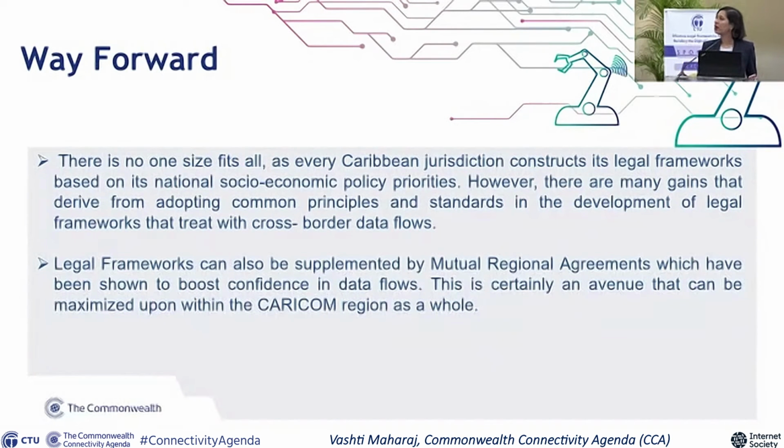There are many gains that can be derived from adopting common principles and standards in the development of your legal framework. It doesn't have to be the same, but it has to be sufficiently wide to allow for regional and international trade to be conducive. And also, one of the other things we observed in our work across the Commonwealth jurisdictions is that in addition to your data protection laws, legal frameworks can be supplemented by mutual regional agreements. And as a Caribbean, we are very well poised to take advantage of that situation, because when you have MRAs, it's easier to allow for data flows because there are agreements between governments as to how this will occur. And this is certainly an avenue that can be maximized within the CARICOM region as a whole.